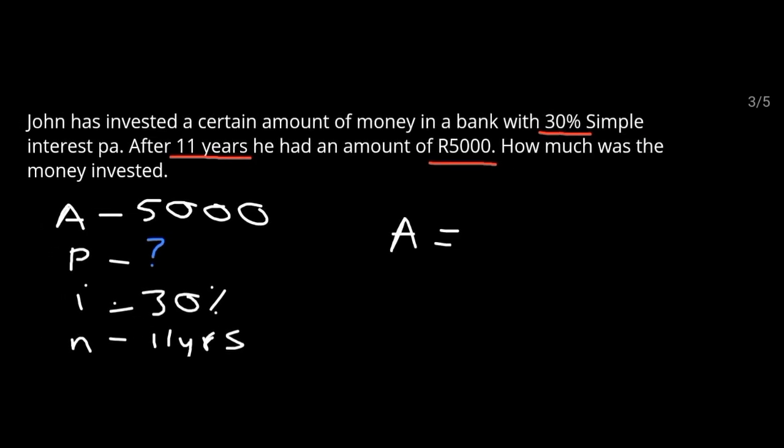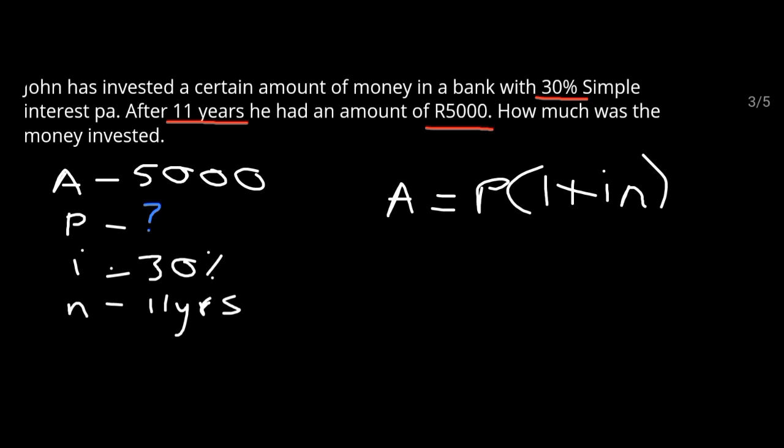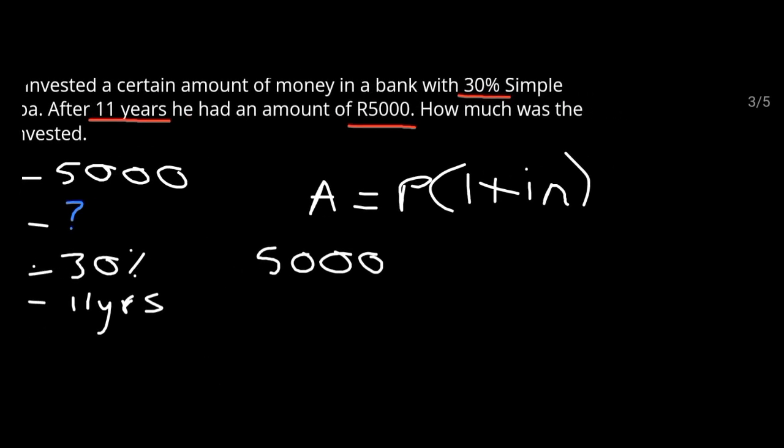So I'm going to write my formula there because this is simple interest. Now A is 5,000. In terms of substitution, someone might do it in their head, but be careful. That's why I like to do this, to remind you that where you see A you put 5,000, where you see P you put nothing, where you see I you put 30%, where you see N you put 11. So this is very useful, but you don't have to show it in your answer sheet.